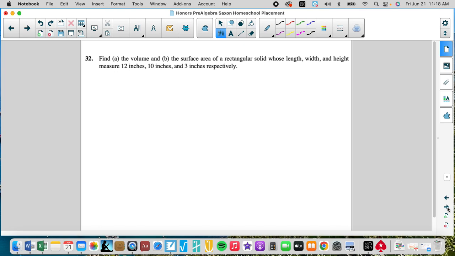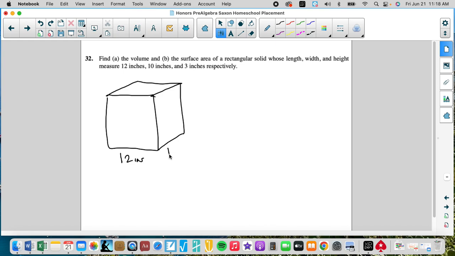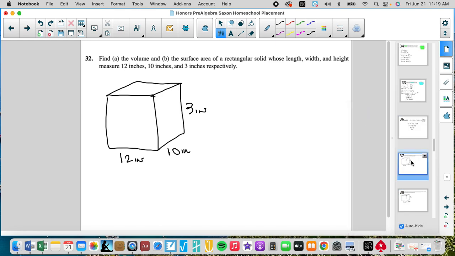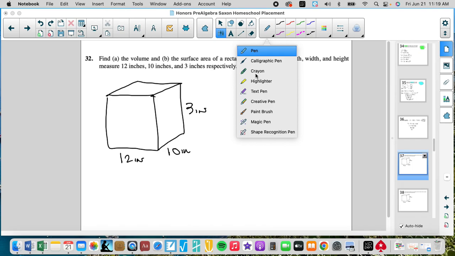Find the volume and the surface area of a rectangular solid whose length, width, and height measure 12 inches, 10 inches, 3 inches, respectively. So we have a rectangular prism that looks like this. That is, length is 12 inches, width is 10 inches, and height is 3 inches. So let's clone that page because we're going to do volume first.